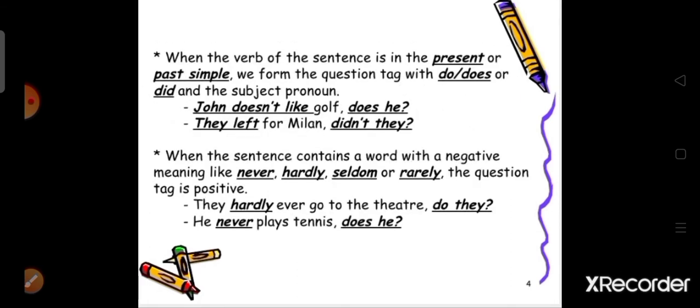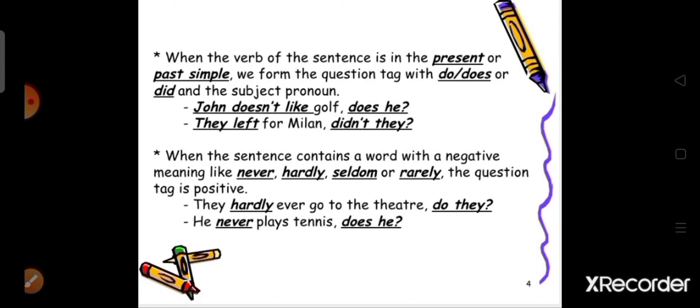Okay. Here are some more examples and rules we should follow for question tags. When the verb of the sentence is present or past, we form the question tag with do, does or did and the subject pronoun. Here, the first example: John doesn't like golf, does he? Here, before like, doesn't is an auxiliary verb. So we should use does he. In the second sentence, they left for Milan, didn't they? Here left is past simple. So we should use the past form of the auxiliary verb, did.